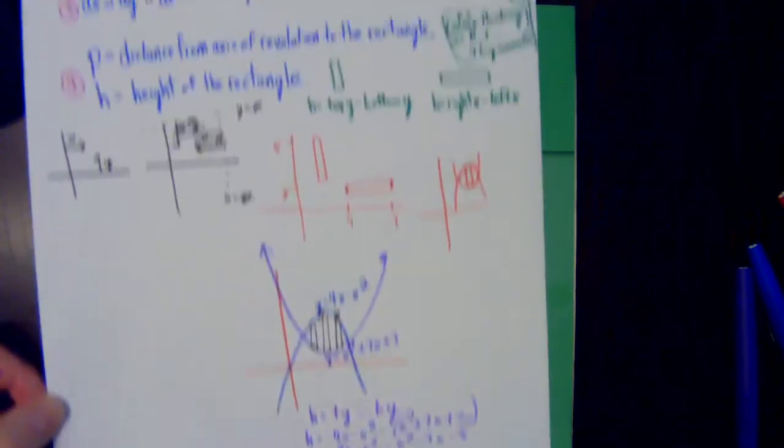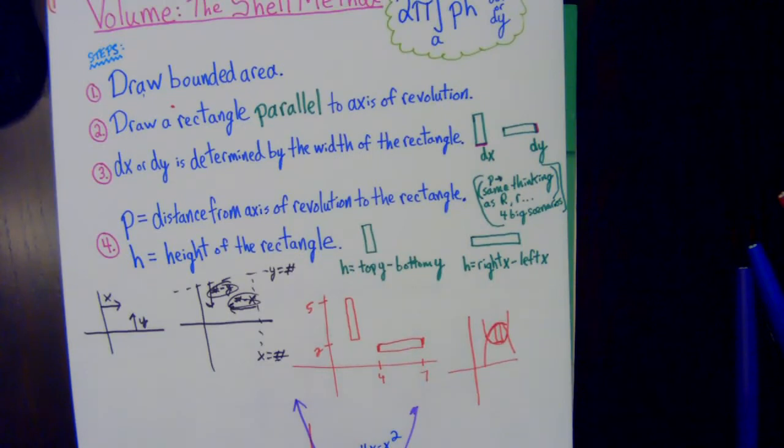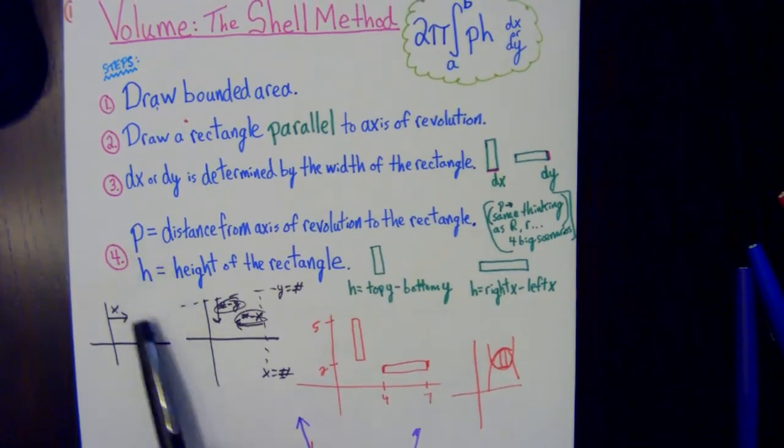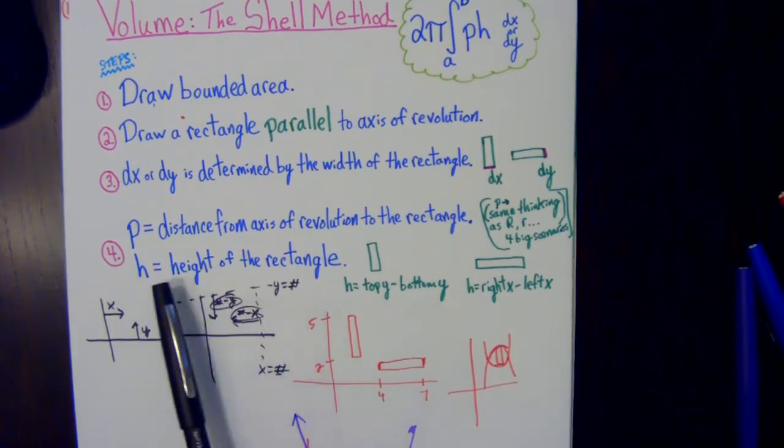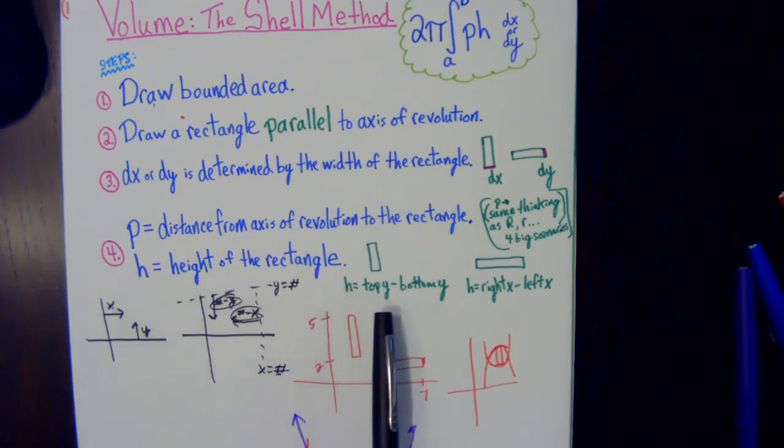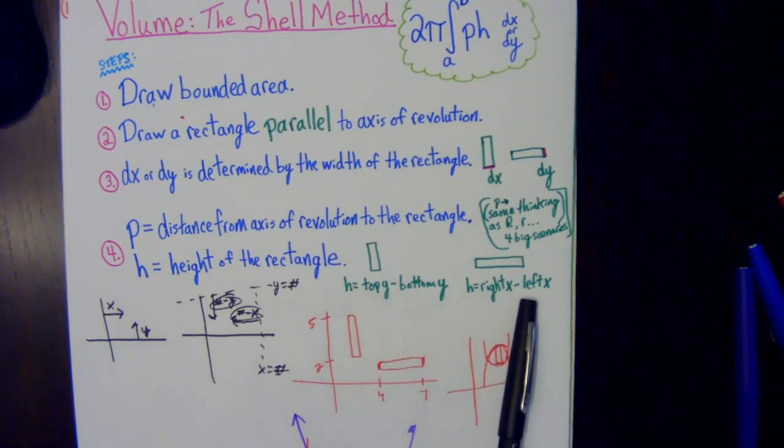So try to just think, the most difficult part on the disk and shell problems is just obtaining the capital R, little r, and the P and the H value. So once we get that, then we're going to be good. But try to think of the capital R, little r, and the P as the same exact type of thinking to get your distances. And then the H is the height of the rectangle. So that's one difference. It's top y minus the bottom y, or a right x minus the left x.